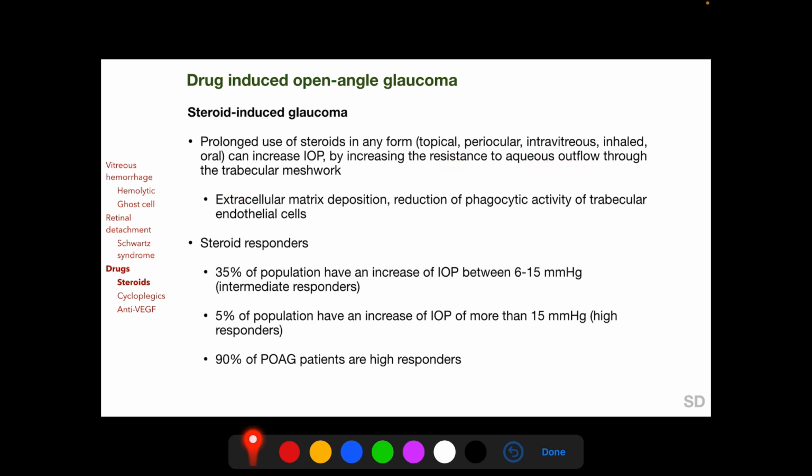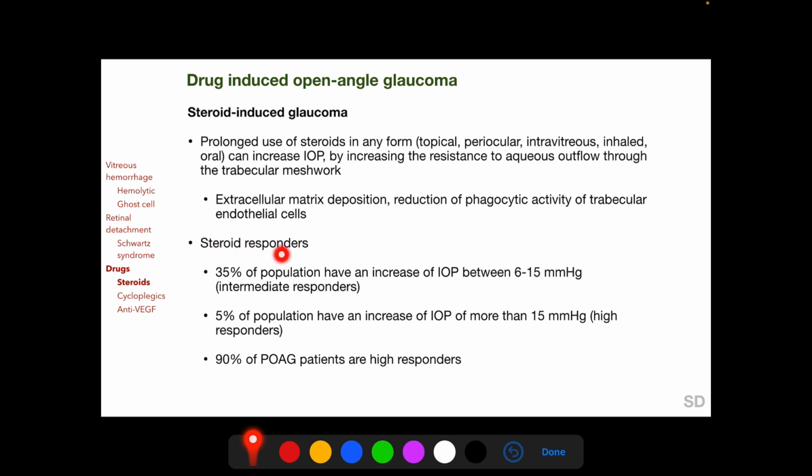Steroids have been shown to increase deposition in the extracellular matrix of the trabecular meshwork and cause reduction of phagocytic activity of the trabecular endothelial cells lining the trabecular beams. This phagocytic activity is important to clear the debris from aqueous humor so as to maintain the patency of the trabecular meshwork.